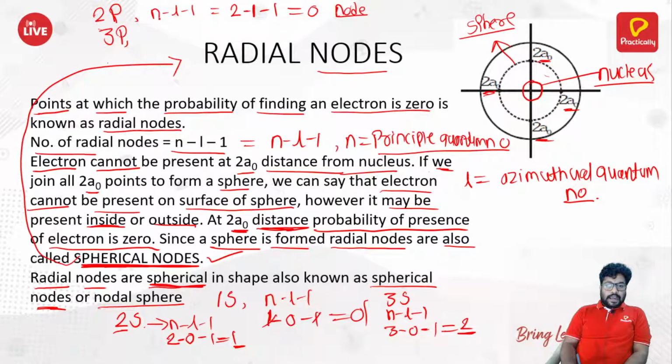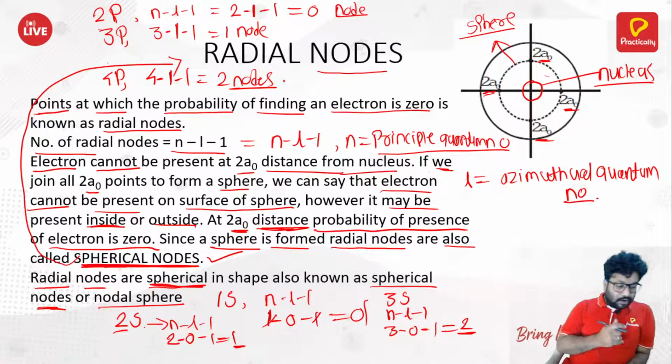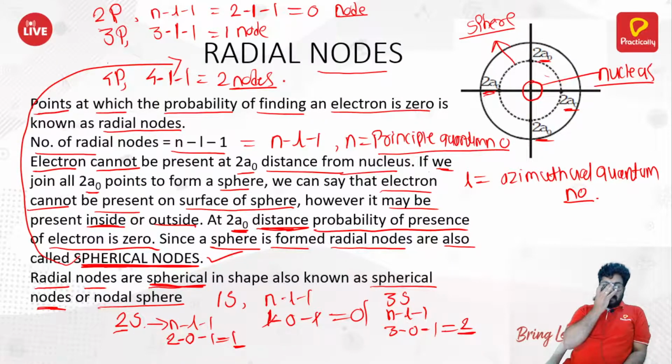Then you have 3p. For 3p, again n minus L minus 1. N is 3, L is 1. 3 minus 1 is 2, 2 minus 1 is 1. So 3p will have 1 node. Then 4p: N is 4, L is again 1. 4 minus 1 is 3, 3 minus 1 is 2. So it will have 2 nodes, and so on. That is how you can calculate the number of radial nodes. Remember, questions about radial nodes have been asked many times in exams. When we solve questions based on this, you will understand it.